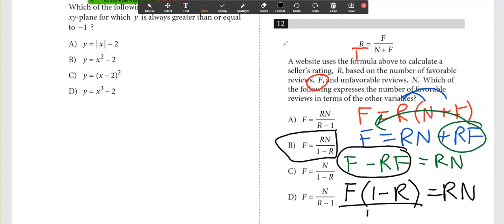All they're doing is dividing by 1 minus R on both sides. And that's how that letter F gets by itself. So it's just cross multiplying, but then you're obviously manipulating a little bit. You're using the distributive property backwards. Most people don't usually think of factoring out something, but that's the distributive property, just in reverse.